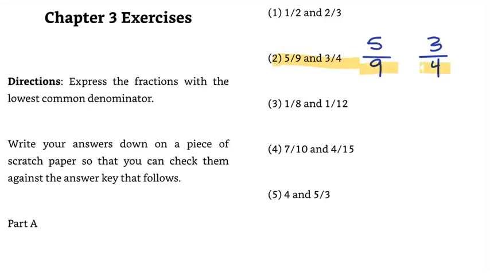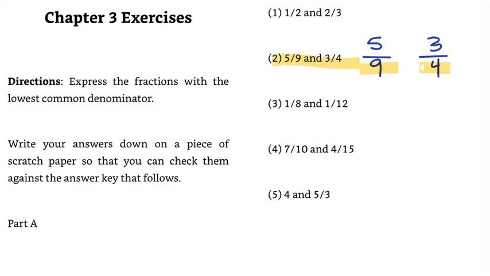Now when you find a common denominator, what you are looking for is a multiple that 9 and 4 share. In other words, the number must be a multiple of 9 and the number has to be a multiple of 4, right? I encourage you to find the lowest common multiple or the lowest common denominator. And so we're going to focus on doing that.